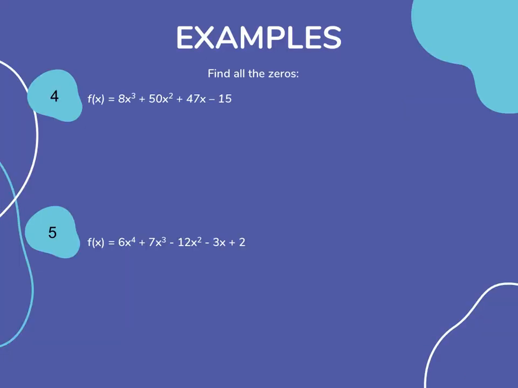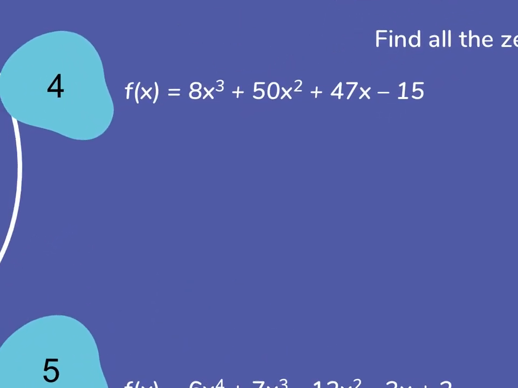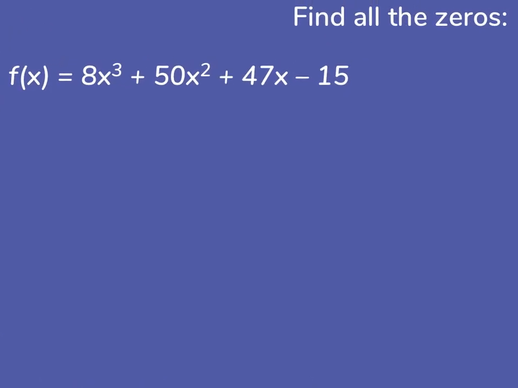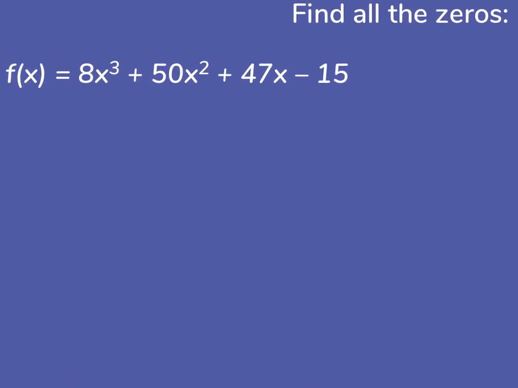All right, so let's start with number 4. It says find all the zeros. So again, I didn't give you one to start with. What's the highest exponent on number 4? 3, which means we're going to have to find just 1 root, but we're going to have to find 1 from our possible bank. If it was 4, we're going to have to find 2, unless what's left can be factored by grouping.